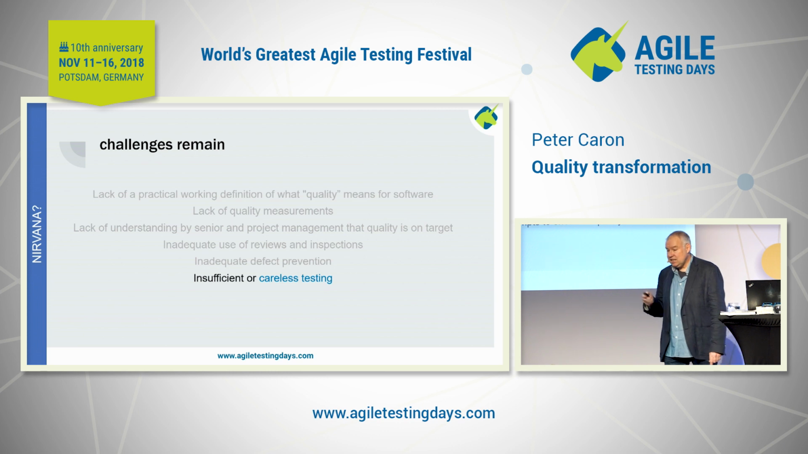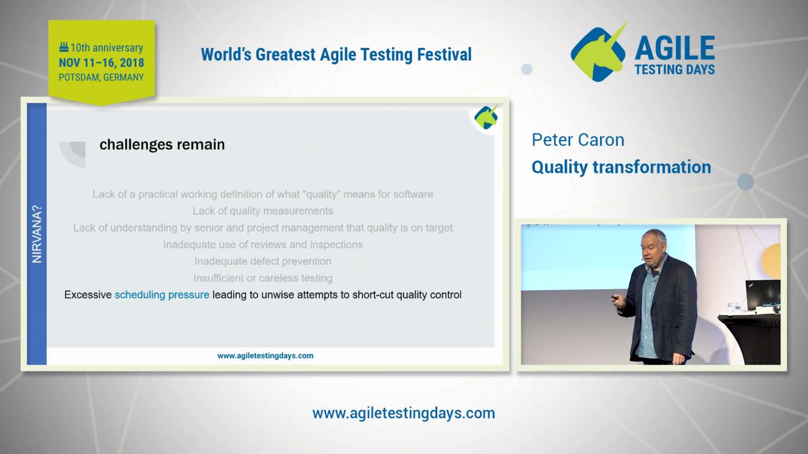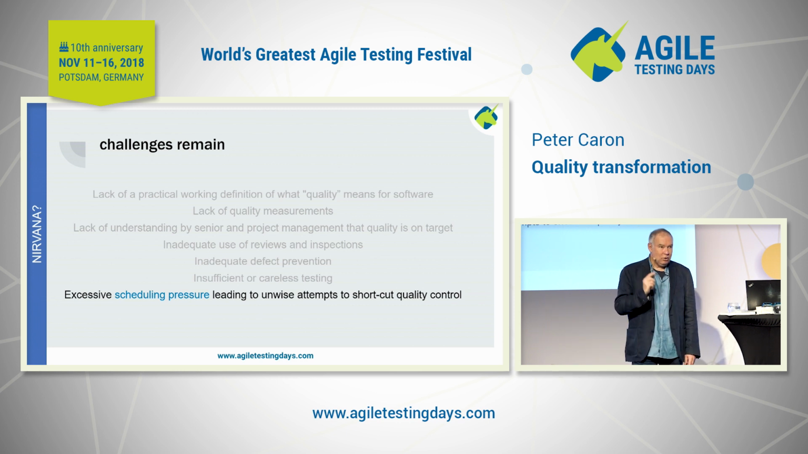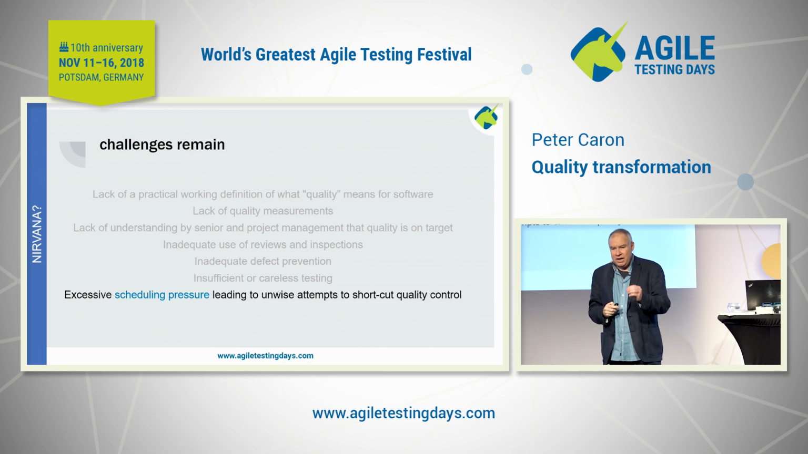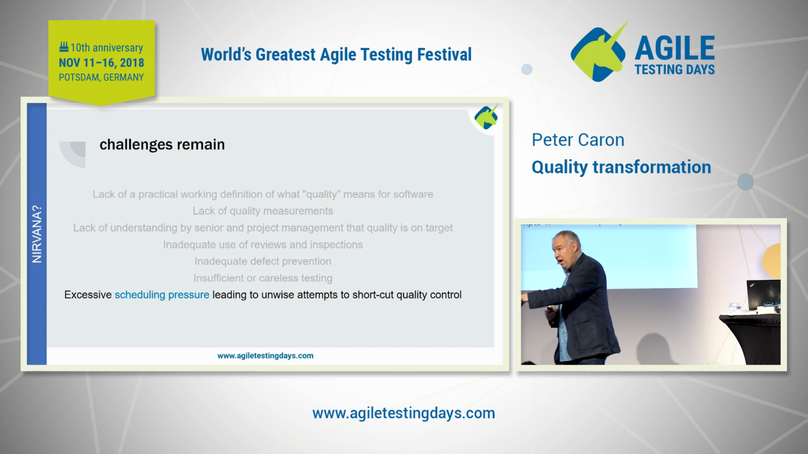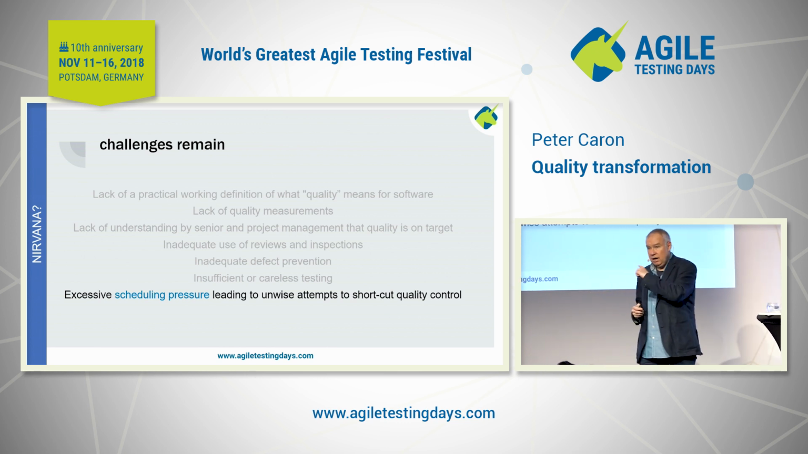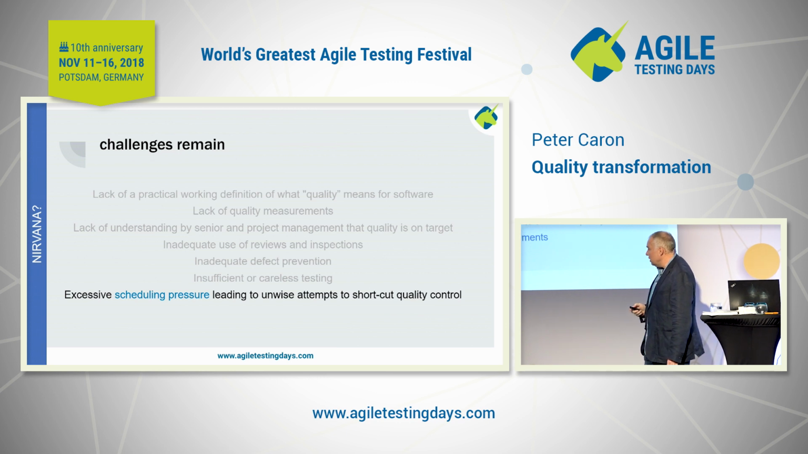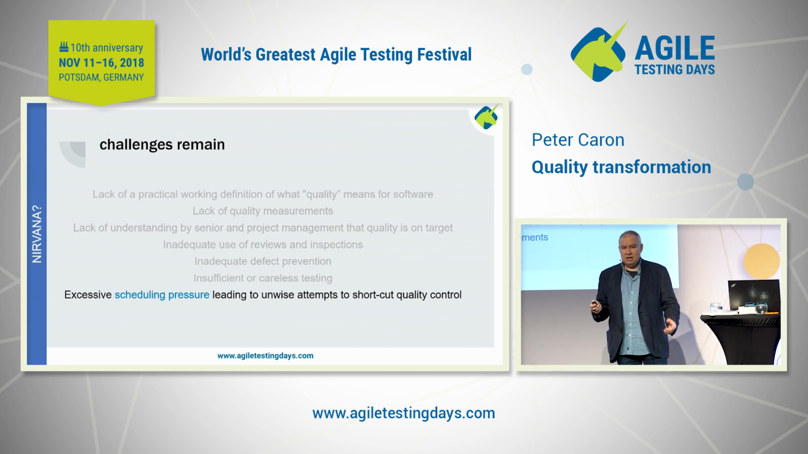Inefficient or careless testing. Excessive scheduling pressure leads to unwise attempts to shortcut quality control. That means simply that we are in a big rush. We have to get it out the door. Get it out the door. Just turn those bugs into features, and then we'll fix it later. Or, don't worry, once we do this release, we're going to come with a 1.1 right afterwards, and we'll do that.